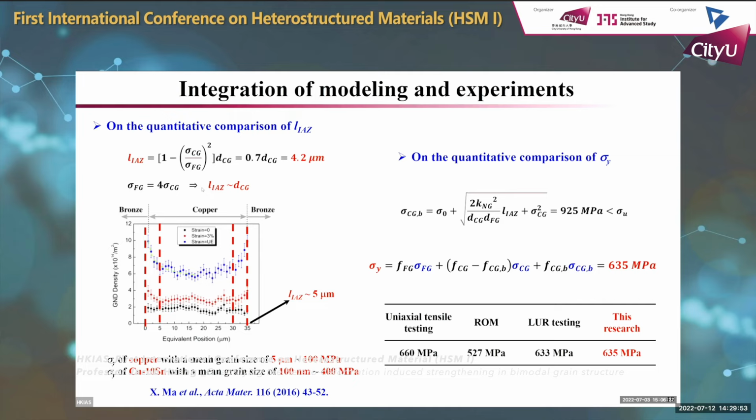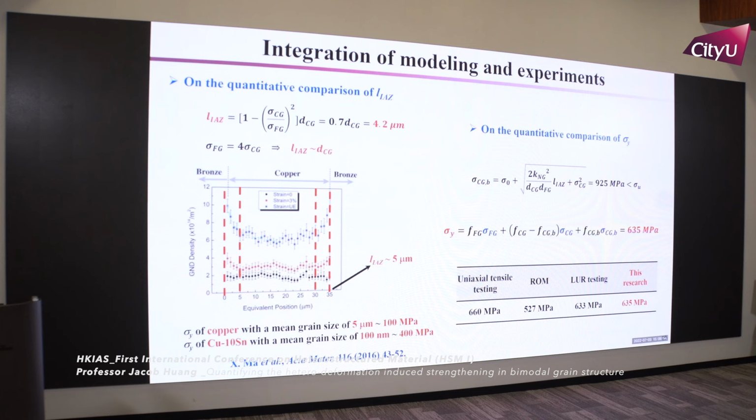in our sample. In fact, we compare a paper by Ma and his co-author in 2016. This kind of length of IAZ value would be close to the coarse grain when the strength of the hard zone, or call it fine grain, is about four times that of the soft zone. That was seen in here and also similar maybe in our cases.